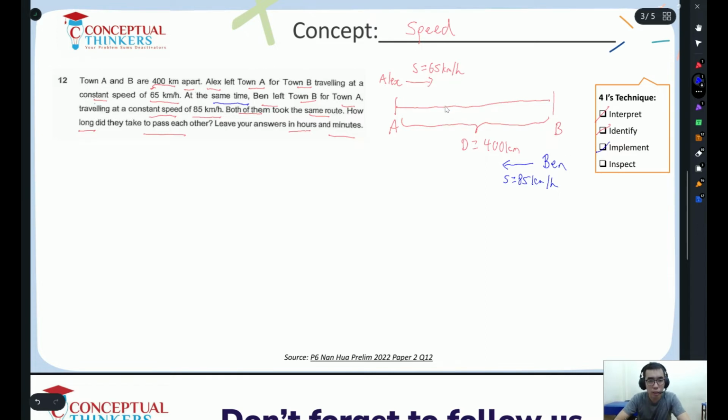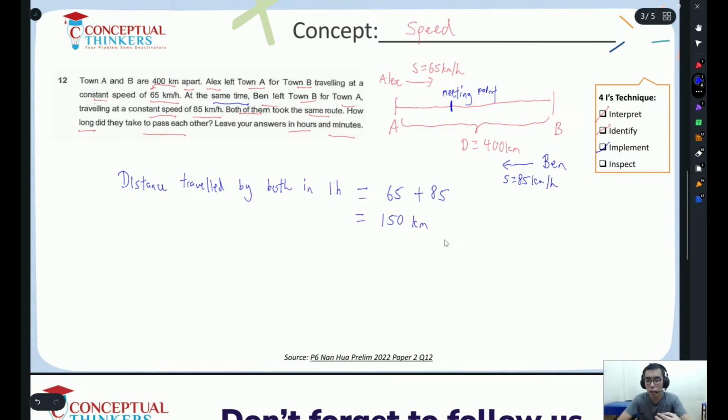So we need to know what time did they take to pass each other. Since Alex is slower than Ben, expect Ben to travel more. So this is what they call the meeting point. So what you need to do is you need to calculate the distance traveled by both in 1 hour. Okay, so in 1 hour, Alex will travel 65 km, then Ben will travel 85 km. So this will give 150 km.